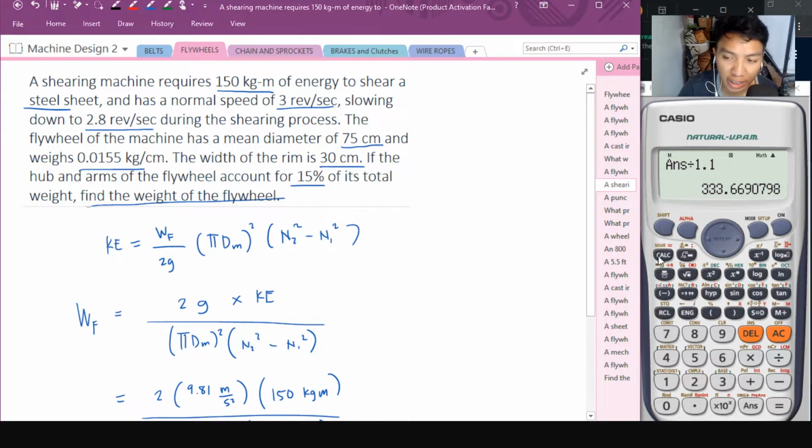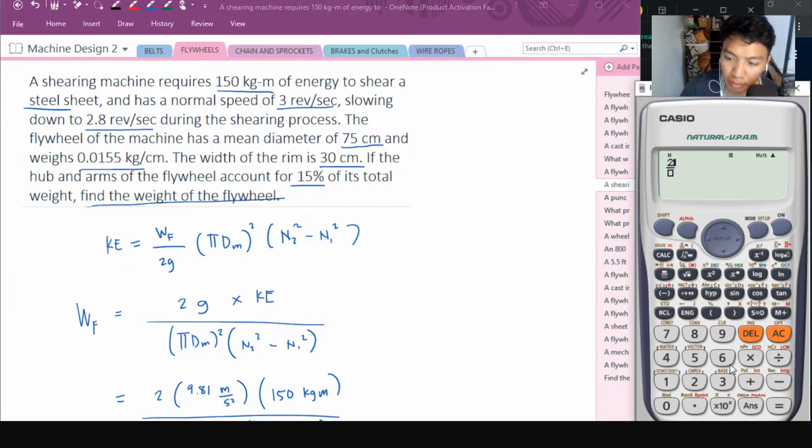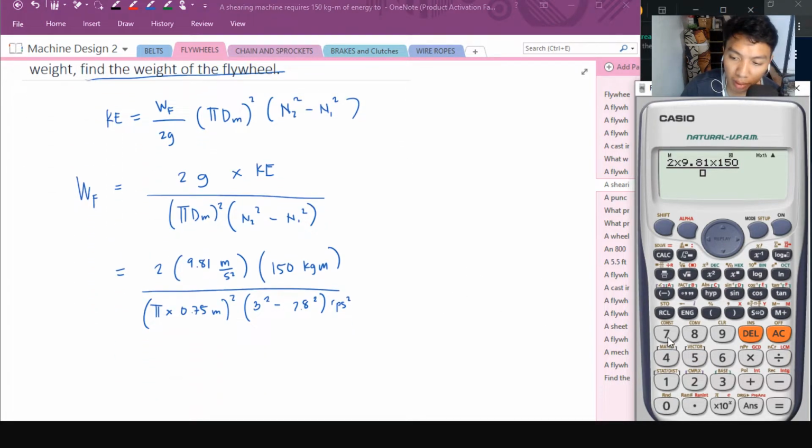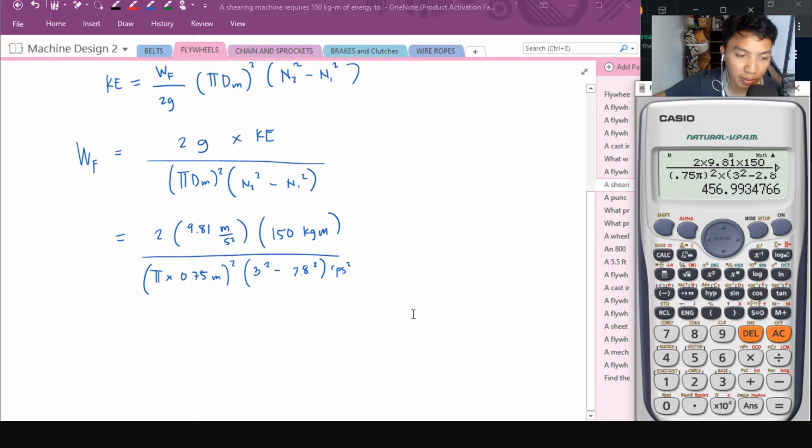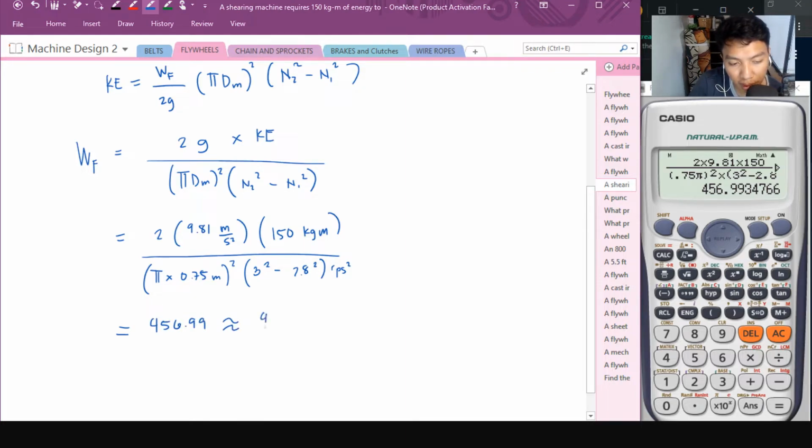Hanapin mo siya based dun sa energy. So, 2 times 9.81 times 150 divide by 0.75 pi squared times 3 squared minus 2.8 squared. Ayan. So, that is equal to approximately 457 kilograms. Yan yung weight of the flywheel.